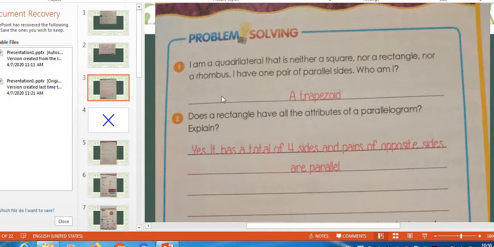Problem solving. Okay, it's very important, we use it in the math test. I'm a quadrilateral that is neither a square nor a rectangle nor a rhombus. I have one pair of parallel sides. Who am I? If I am a quadrilateral and I'm not a square, not a rectangle, not a rhombus, and I have just one pair of parallel sides, so I must be the trapezoid.